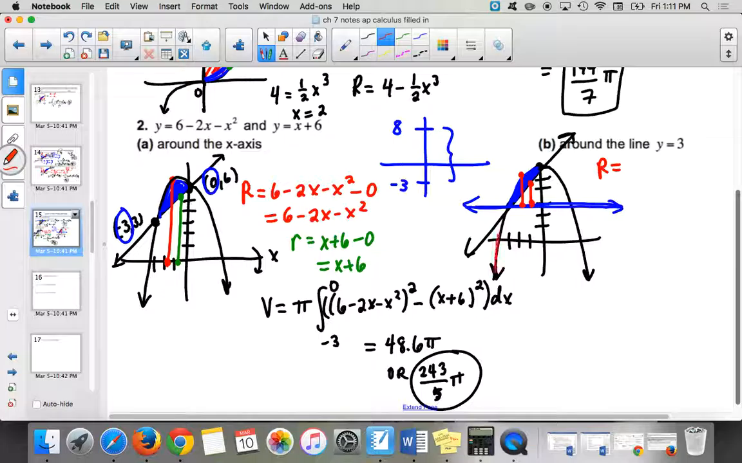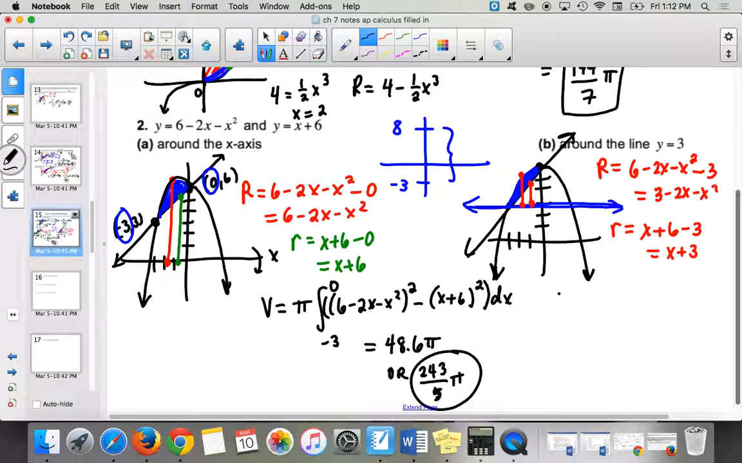And it's going to be this top curve and the bottom curve, right? That's that distance there. So our top curve is that 6 minus 2x minus x squared. What's the bottom curve this time? 3, right? So minus 3. So the outer radius is 6 minus 2x minus x squared minus 3. And our inner radius is going to be x plus 6 minus 3. You got it.